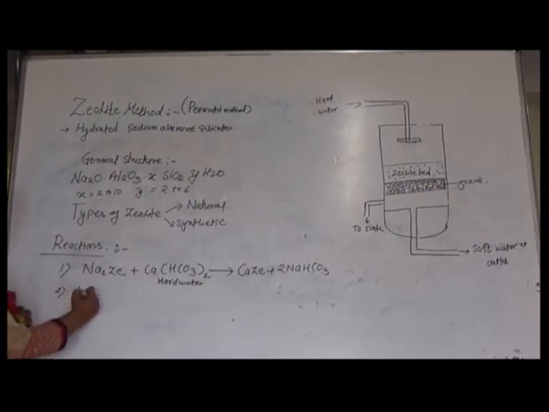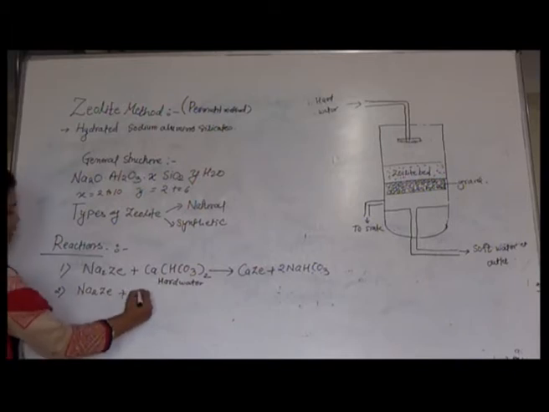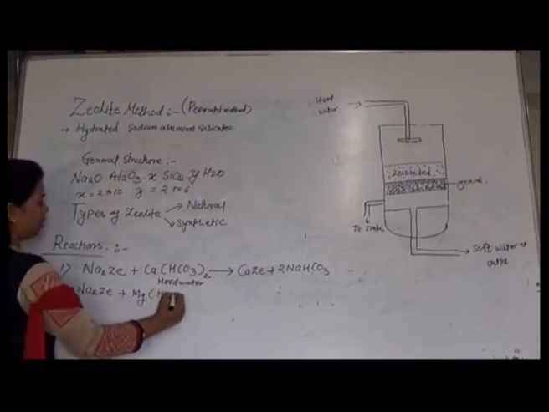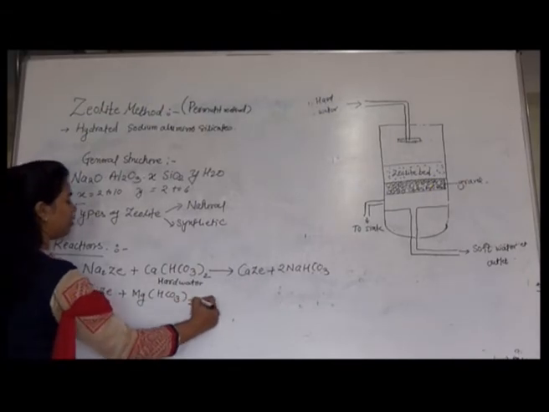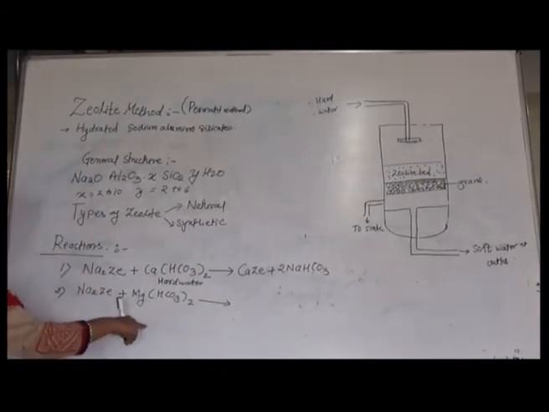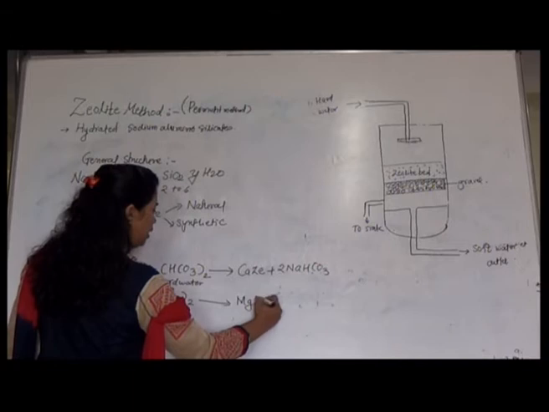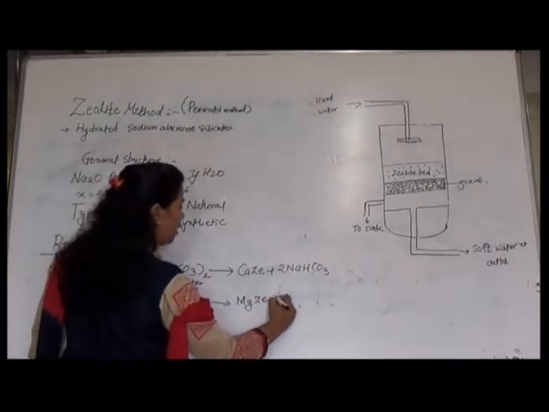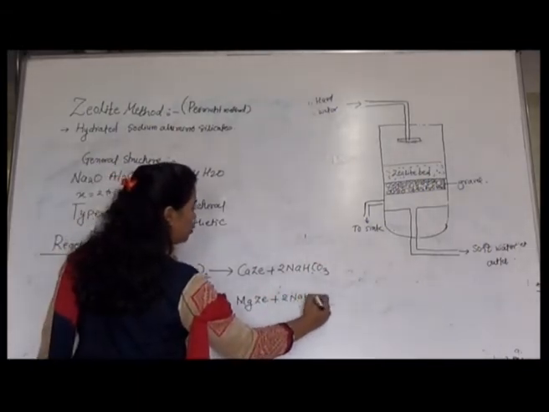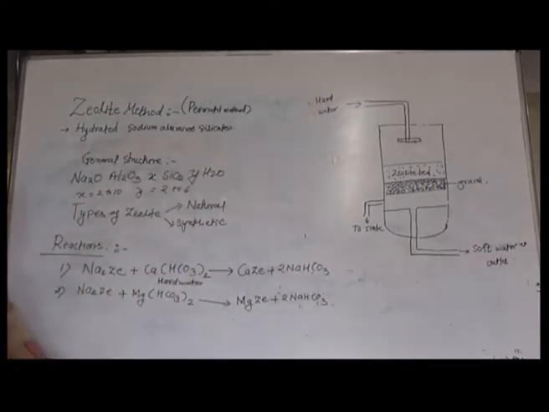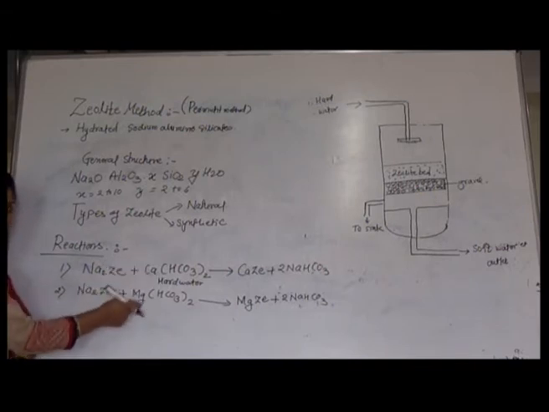Again we can see, if magnesium bicarbonate is present in hard water, the next reaction: magnesium bicarbonate present in water, when it reacts with this sodium zeolite, forms MgZe, magnesium zeolite, plus 2 NaHCO3. Now both are temporary hardness causing salts.